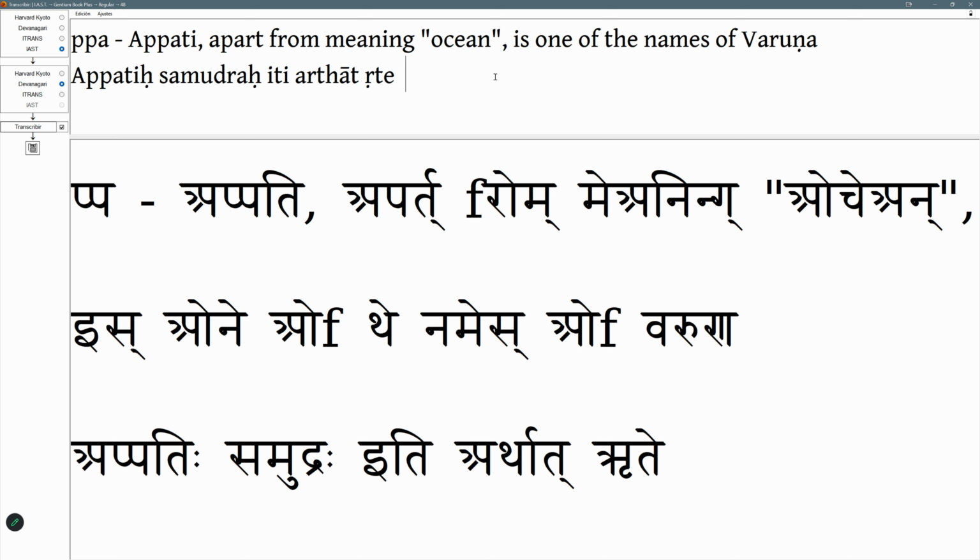Is one of the names of Varuna. How to say one of? Ekatama. Masculine, like appatih, the same gender, ekatamah. So all in a compound. How to say name? Nama. Or I can say abhidhana.